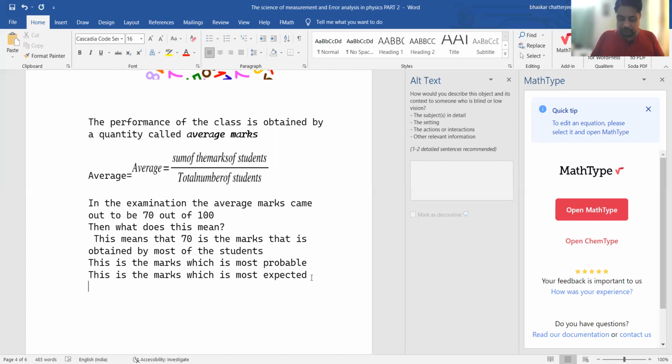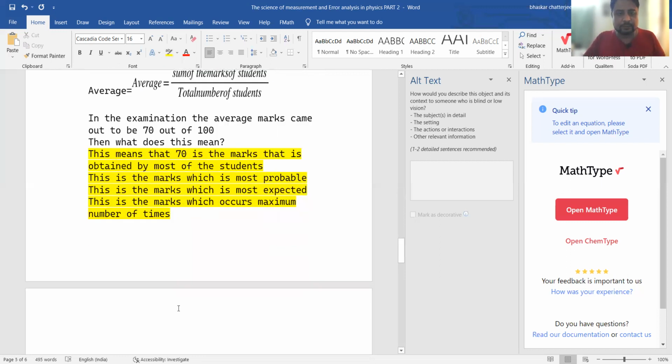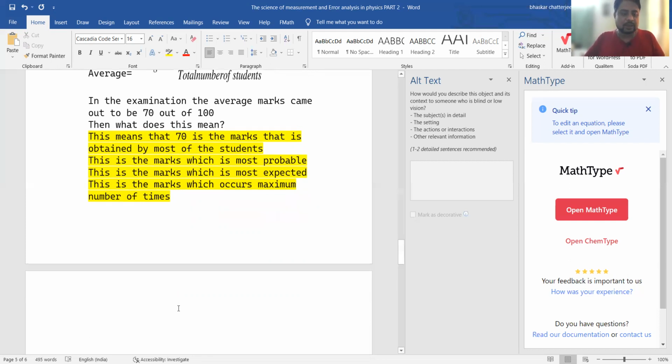Again, we can say this is the marks which occurs the maximum number of times. These four statements mean the same thing but in different ways. The last term is concerned with the frequency of distribution.